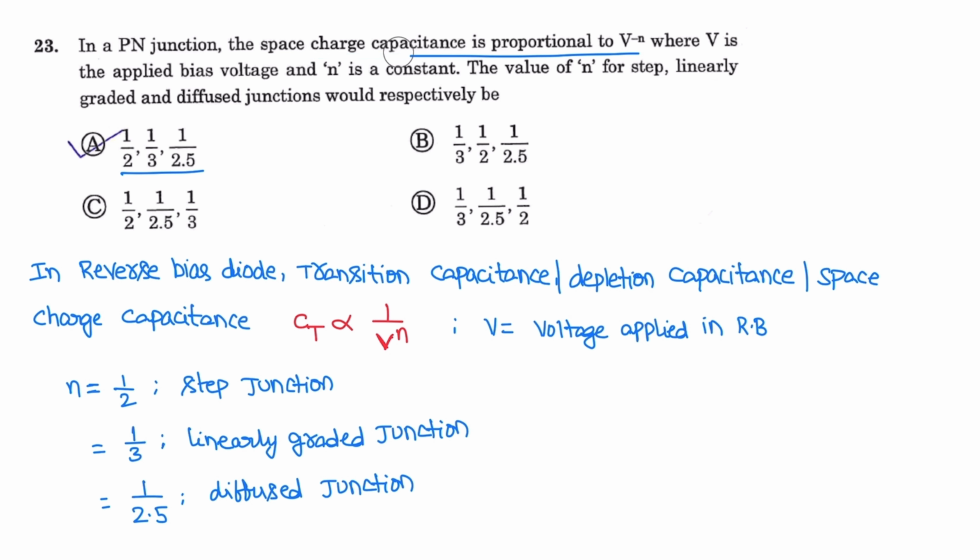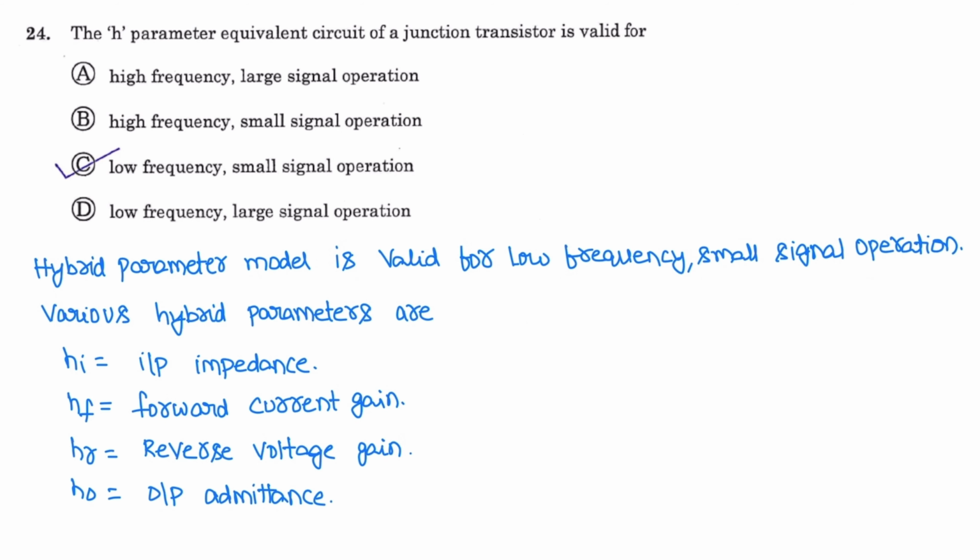Next question. The H parameter equivalent circuit of a junction transistor is valid for. So this H parameter equivalent circuit of a junction transistor is valid for low frequency small signal operation, and various hybrid parameters are HI input impedance, HF forward current gain, HO output admittance, and HR reverse voltage gain. So the correct option is low frequency application as well as small signal operation.